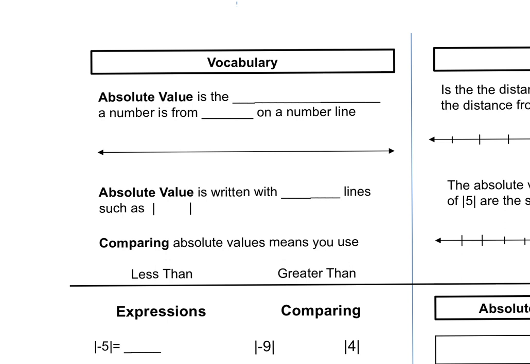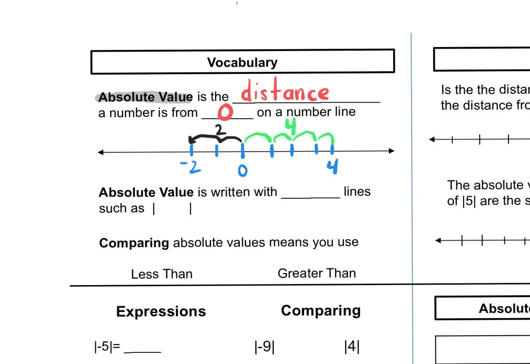So absolute value, go ahead and get your highlighter and highlight this. Absolute value is the distance a number is from 0 on a number line. So if you have 0 here, and maybe -2 here, and 4 here, the absolute value of -2 would be 2, because there's 2 spaces from 0 to -2. The absolute value of +4 would be 4, because it's 4 spaces.